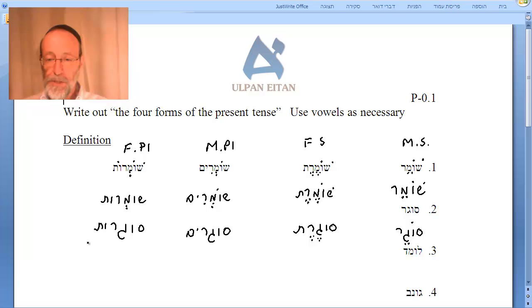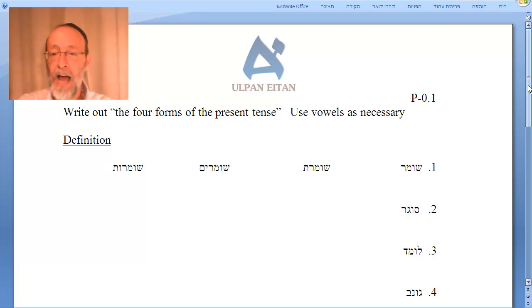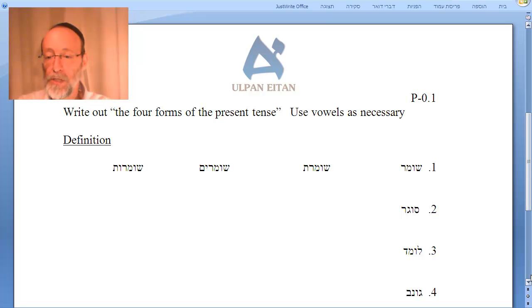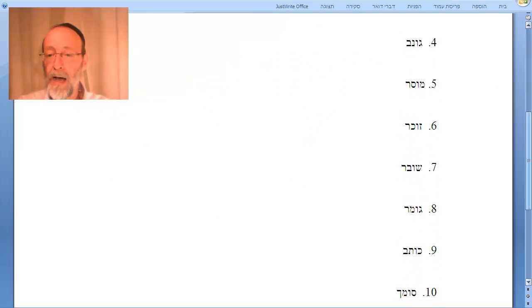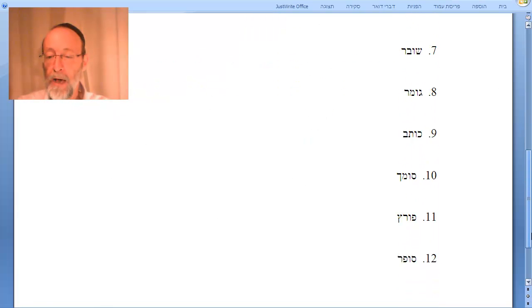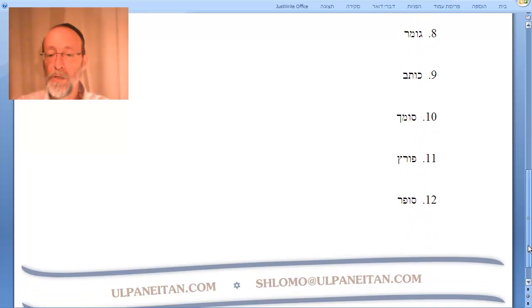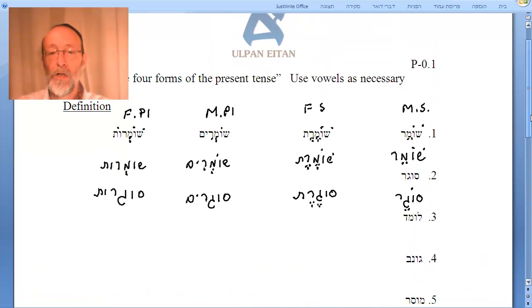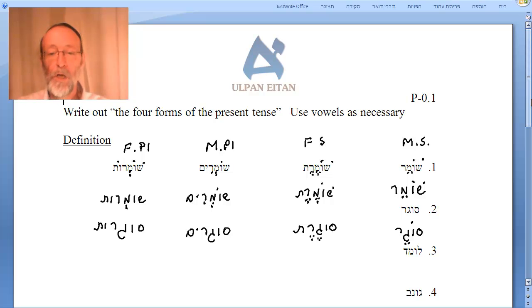None of the letters change positions. I go from the masculine singular to the feminine singular to the masculine plural to the feminine plural. And this whole sheet, up and down, would be the exact same thing. The same exact pattern, up and down the sheet. Just to give you a glimpse at what the sheet looks like, P0.1. Same thing, up and down, the same exact pattern, right? Those are the 12 different words on this sheet. Shomer, shomeret, shomrim, shomrot, soger, sogeret, sogrim, sogrot.